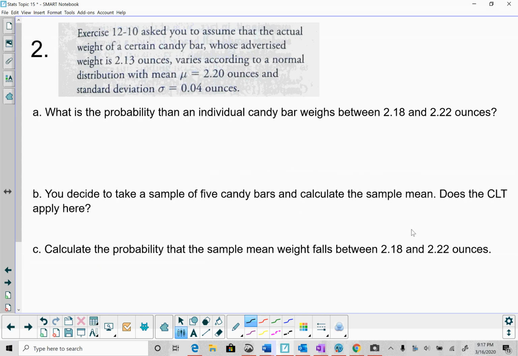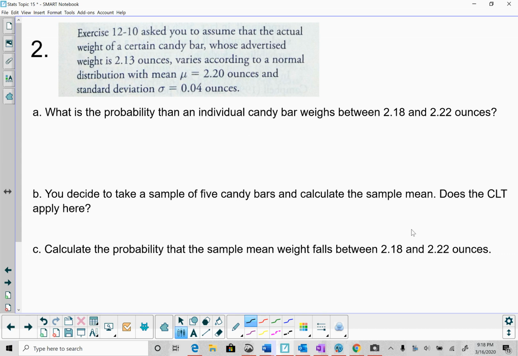All right, so let's take a look at this one. If you remember back several topics ago, they were talking about candy bar manufacturing. On the package, the advertised weight is 2.13 ounces. It varies according to a normal distribution. The mean, mu, is 2.20 ounces. The standard deviation, sigma, is 0.04 ounces. So for the first part here, what's the probability that an individual candy bar weighs somewhere between 2.18 and 2.22 ounces? So again, we're looking for probability.